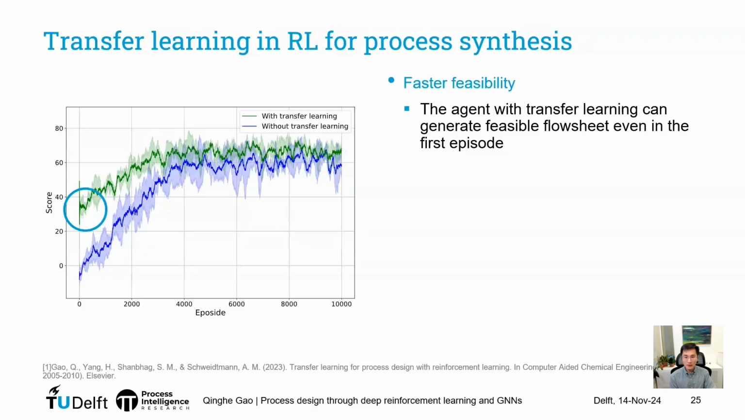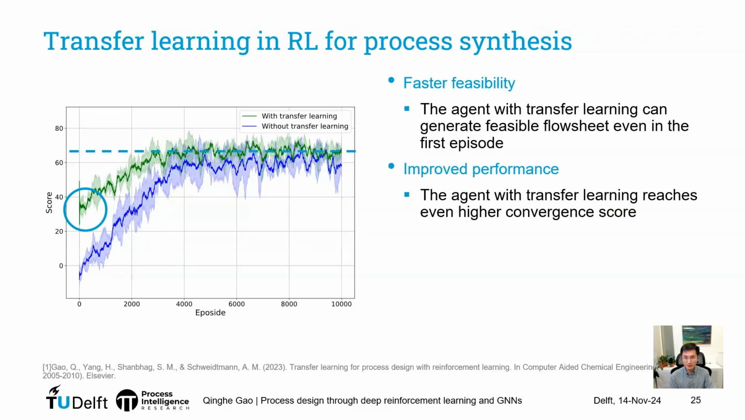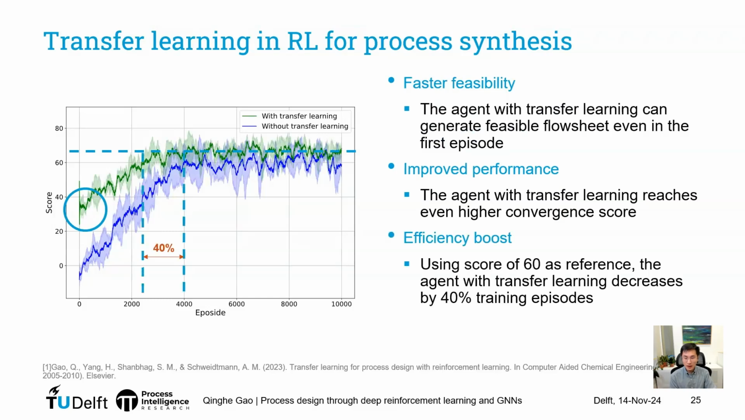The agent with transfer learning can generate a feasible flowsheet even in the first episode. Also, we observe improved performance. The agent with transfer learning reaches an even higher convergence score. Also, an efficiency boost. Using a score of 60 as reference, the agent with transfer learning decreases training episodes by 40%.